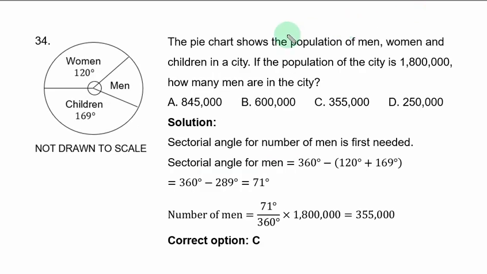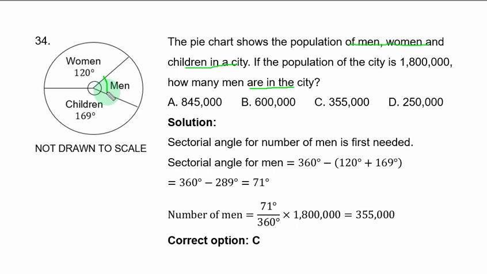Question 34. The pie chart shows the population of men, women, and children in a city. If the population of the city is 1,800,000, how many men are in the city? From the pie chart, number of men in the city is equal to sectorial angle for men over total angle 360 degrees times total population. So sectorial angle for men is needed.